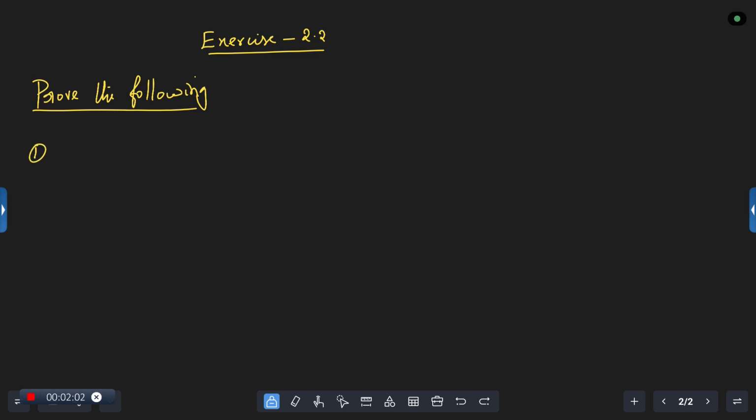Question number 1. 3 sin inverse of x equals sin inverse of 3x minus 4x cube, where x belongs to minus 1 by 2 comma 1 by 2. Yes, this is the given sum. Just before, we saw the formulas for sin 2 theta, cos 2 theta and so on, correct? So those values we are going to use here.